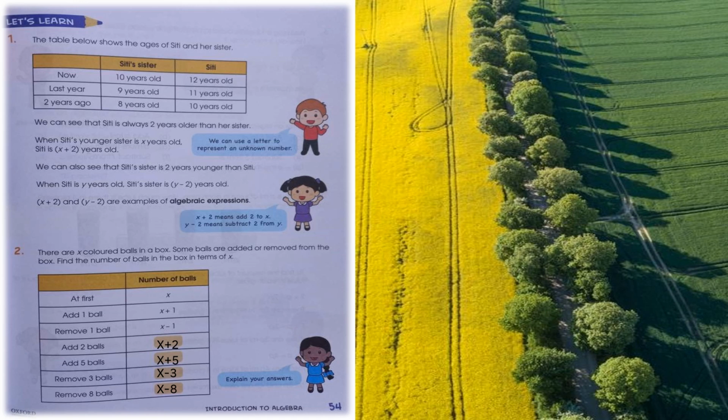Add 2 balls, it will become x plus 2. Add 5 balls, it will become x plus 5. Now remove 3 balls, so it will become x minus 3. And if we remove 8 balls, it will become x minus 8.